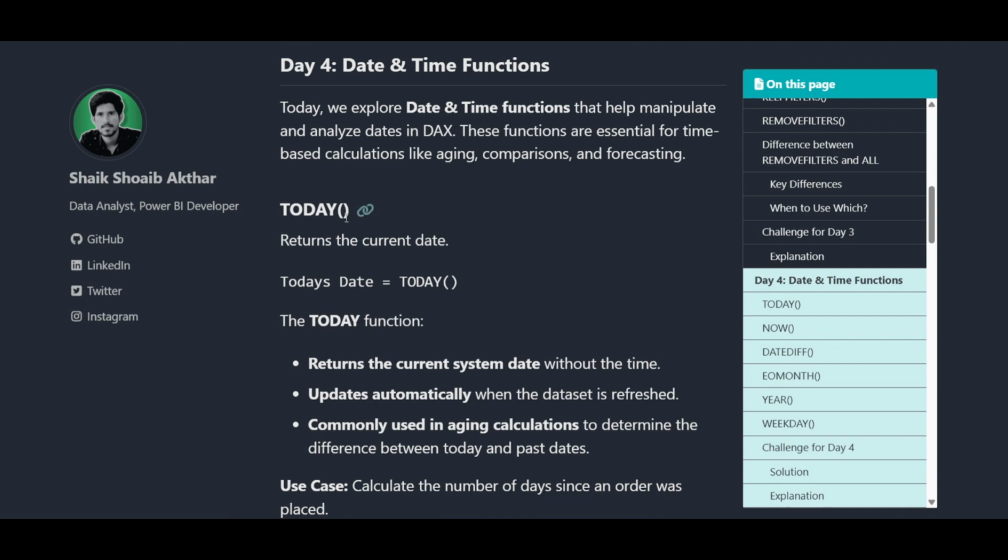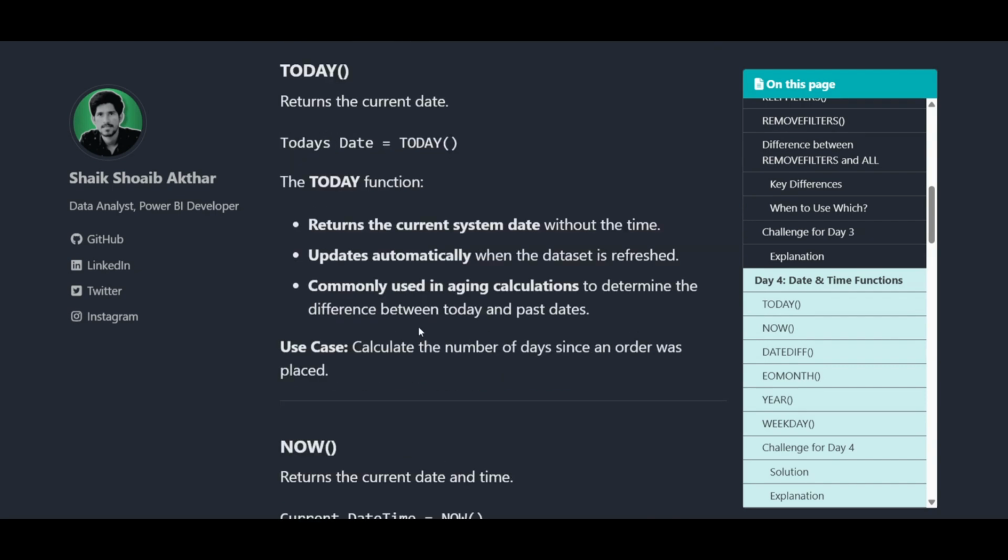The first function we are going to see is TODAY. It returns the current date. Today's date is equal to TODAY. The TODAY function returns the current system date without the time. It updates automatically when the dataset is refreshed. It is commonly used in aging calculations to determine the difference between today and past dates. The use case of this function is to calculate the number of days since an order was placed.